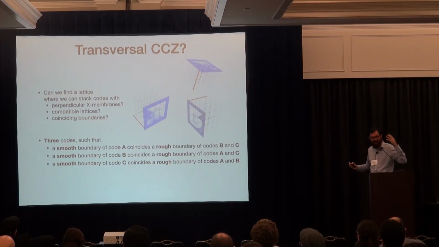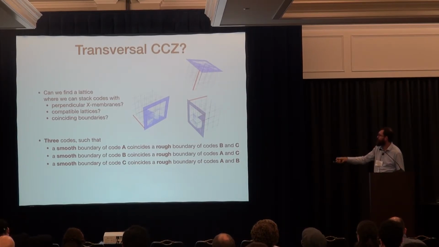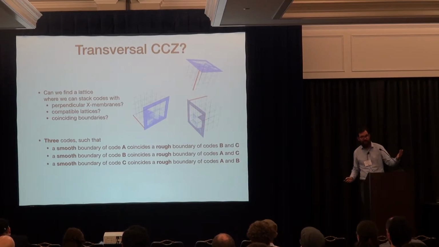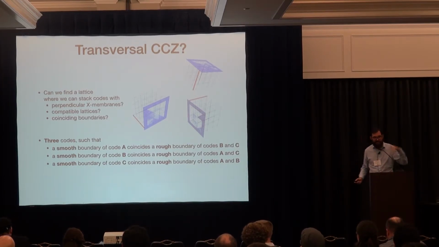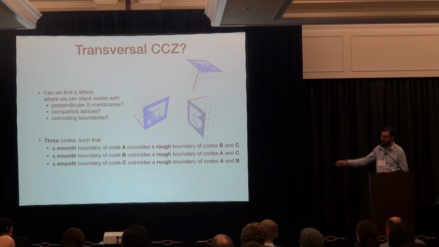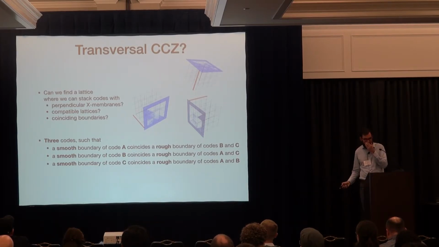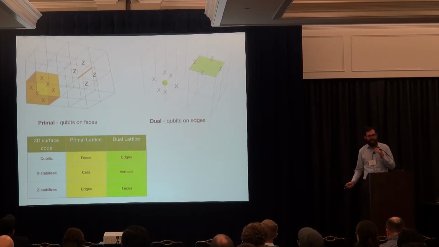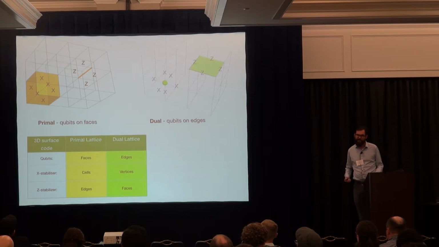Well, we need to find codes such that the smooth boundary of one code coincides with rough boundaries in the other 2 codes. And we need this property to be satisfied by all 3 codes. Okay, how are we going to find this? So you can see it's quite complicated trying to do this.